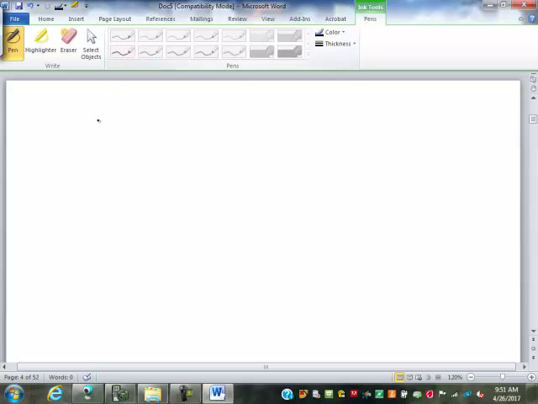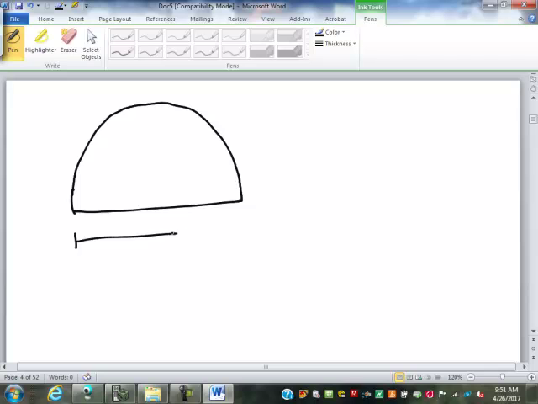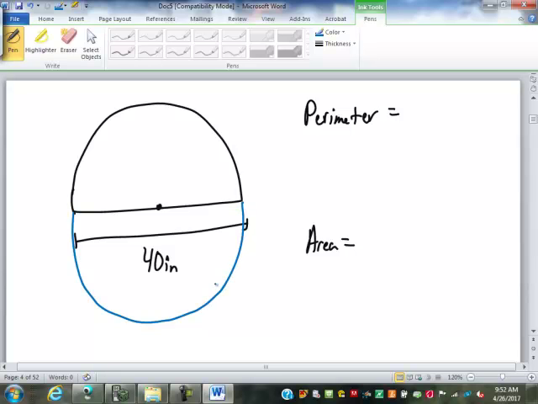Let's see. We have something like this. I tell you the distance across here. I tell you it's a perfect half circle. The distance across here is 40 inches. Want to find its perimeter? Want to find its area? To do either one, I'm going to have to pretend that it's a full circle.